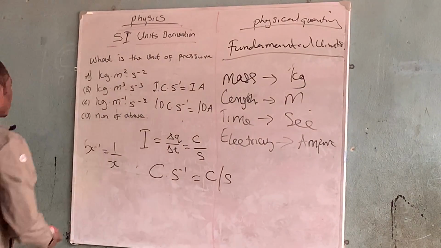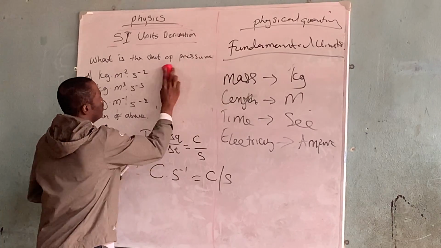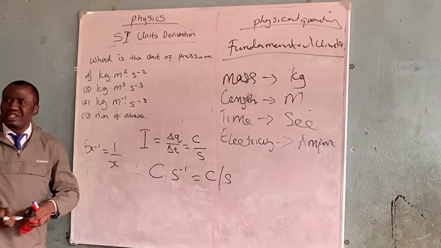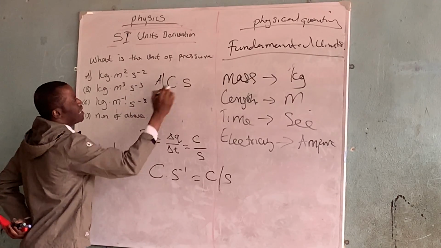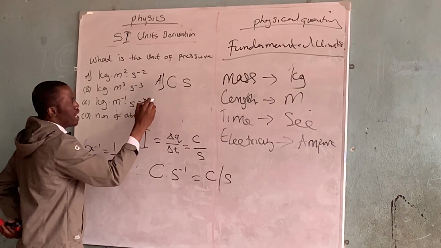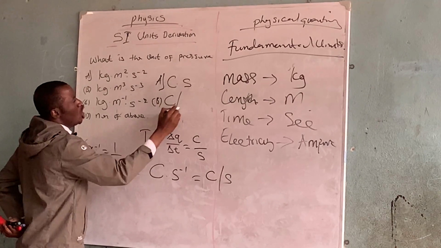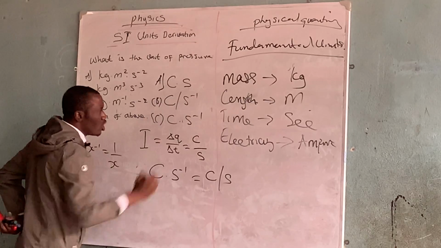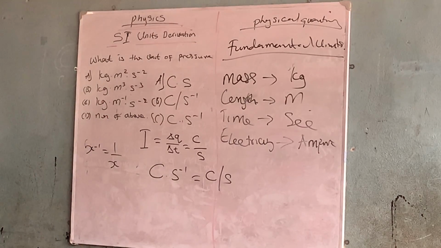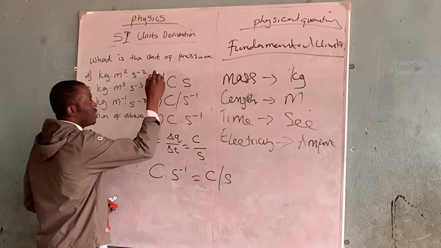They can be tricky with the options. Watch. The unit for electricity, they'll do it like this. A: coulombs per second. B: coulombs per second. C: coulombs per second. What's the answer? B? C? The answer is C. The answer is not A.